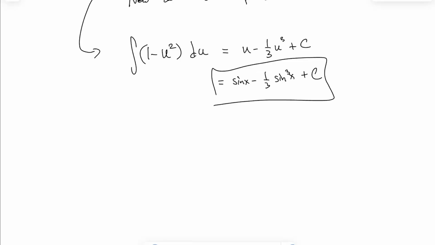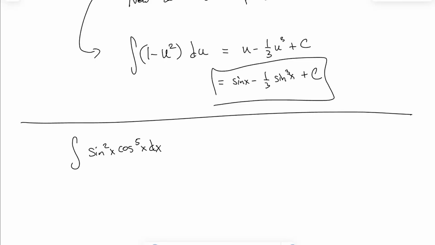How about the integral of sine squared x cosine to the 5x dx? All right, that one that I did was an easy one. They can get more complicated. I am again going to do the save one trick. It will either be save one sine or save one cosine. Actually, it has to be save one cosine if you think about how this works. I'm going to do save one cosine.